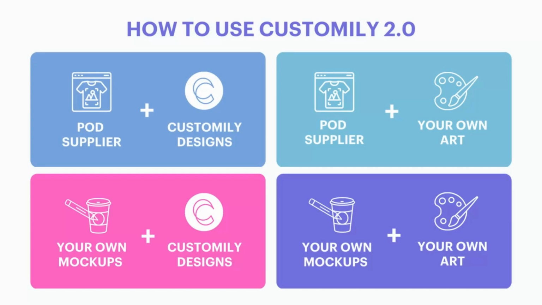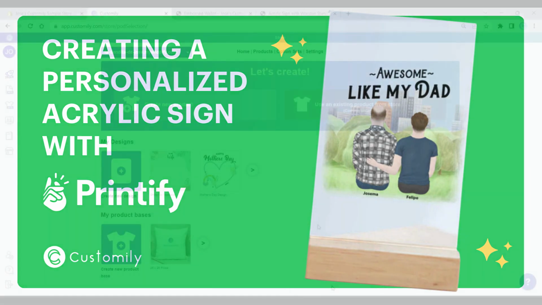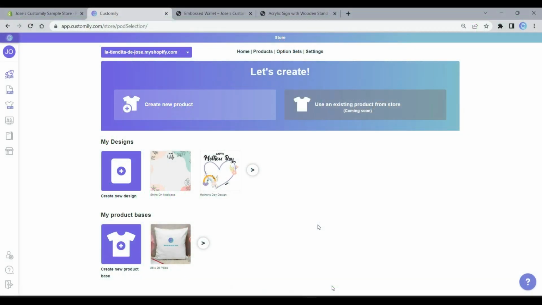So now that you have the different alternatives clear, we're going to start creating products together, okay? Okay, let's start from the beginning. Imagine I'm a Shopify store owner. I want to start selling personalized products and I just installed Customily to try it out.